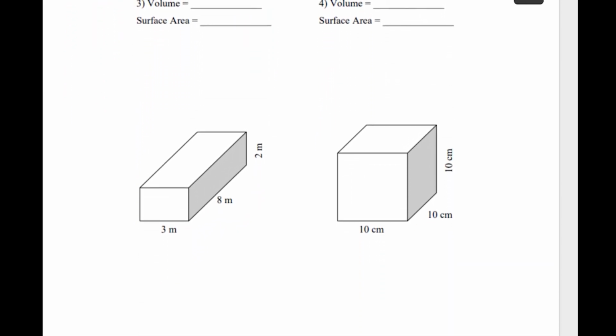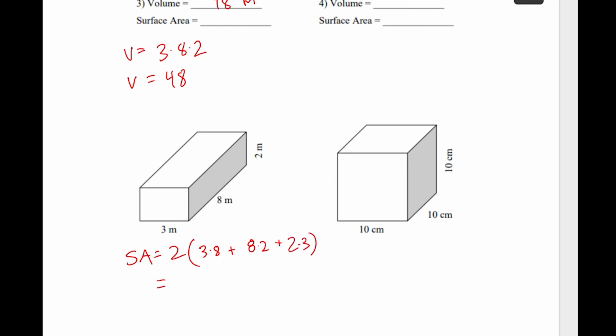So for number 3, we'll start with the volume. So the volume here will be 3 times 8 times 2. So 3 times 8, 24, times 2 should be 48. So we get 48 cubic, in this case, meters. The surface area will be 2 times, and then we'll just get all the combinations of sides here. 3 by 8, 8 by 2, and the last one will be the 2 by 3. So 3 times 8, that's 24, plus 16, plus 6.